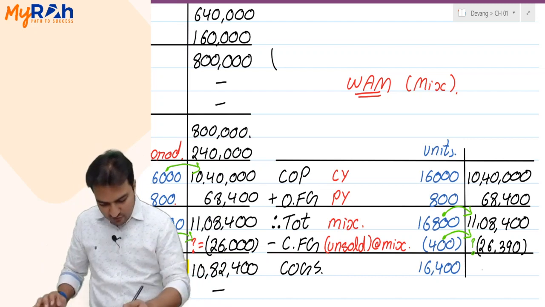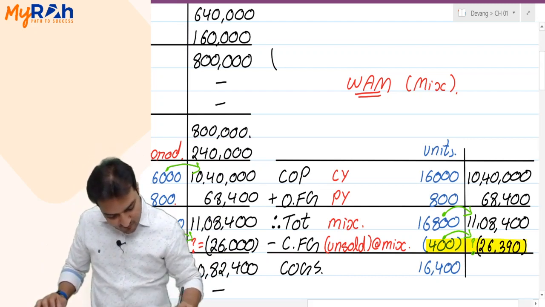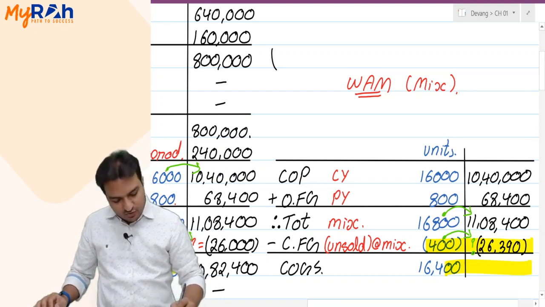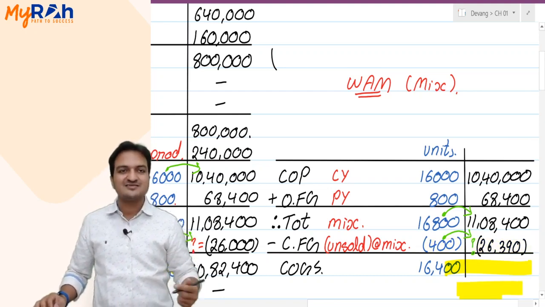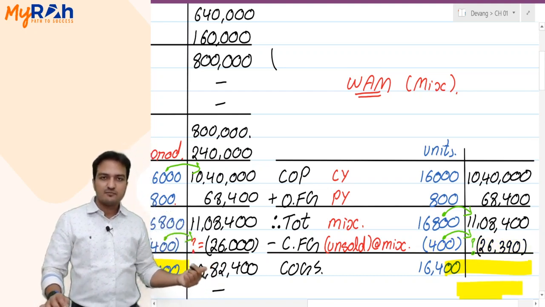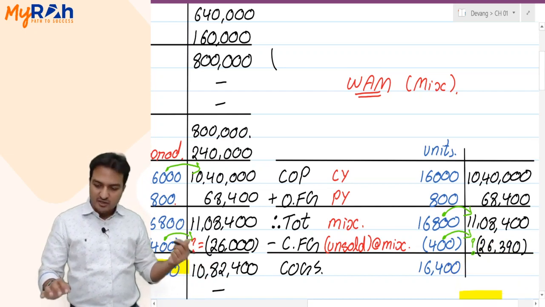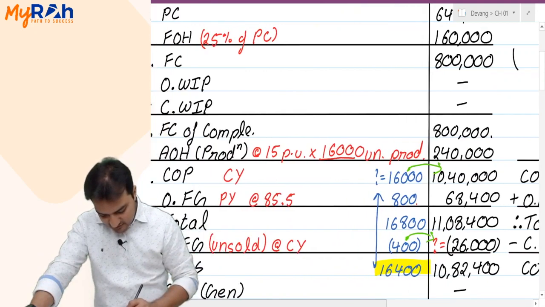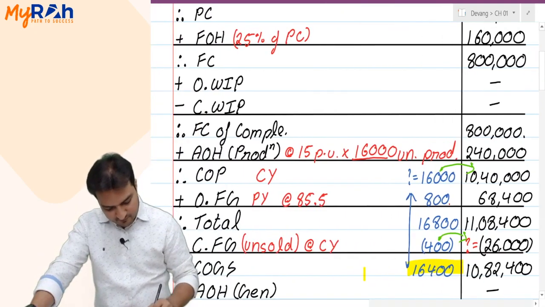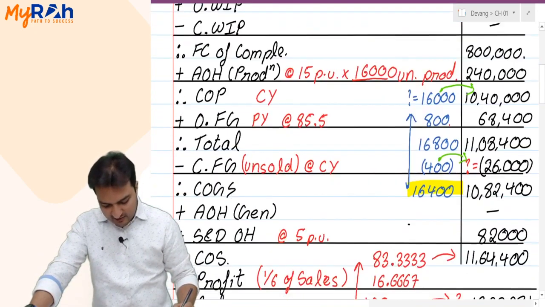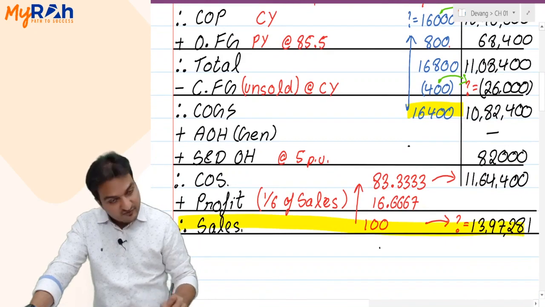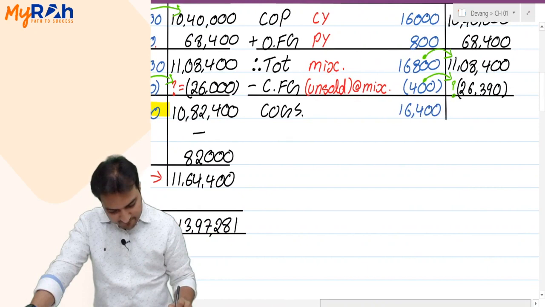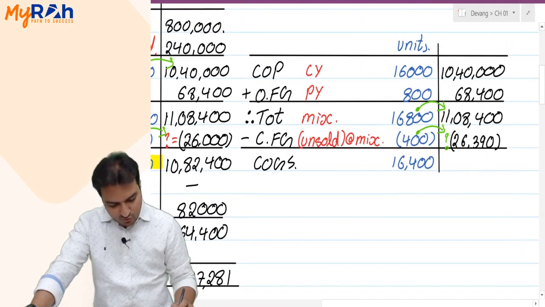Now that you have closing FG as per weighted average method, you can find cost of goods sold, and you can also complete the remaining things in the format after that. Can you do that? Yes, we've already done the calculation up to sales like this in FIFO method. Same thing you could do in weighted average method. But to save time, I don't want you to do that.